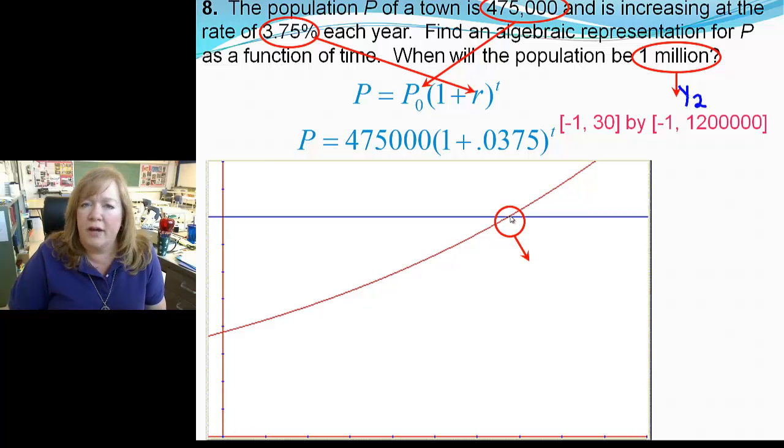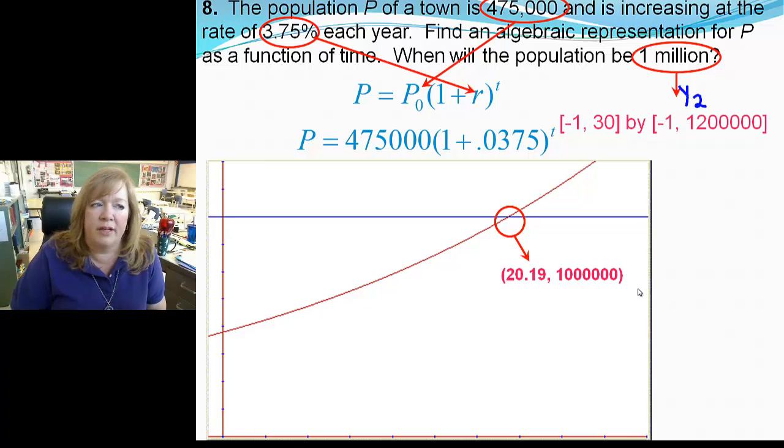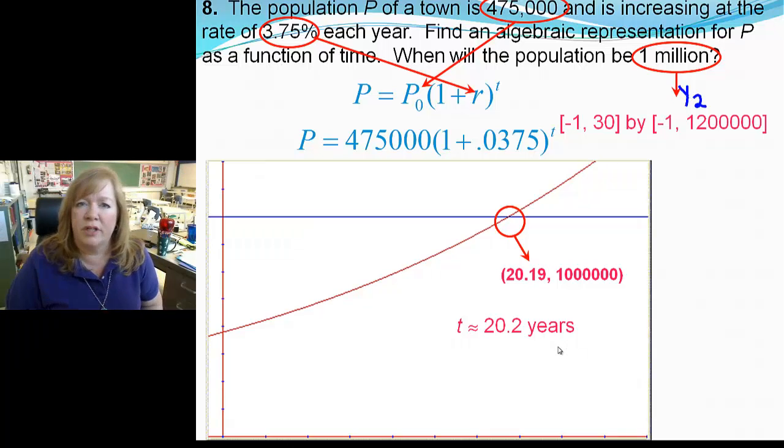That is how you're going to be solving exponential equations right now at this time. So this point is 20.19, 1 million. So the question was, when will the population be 1 million? You have to remember what is your x and what is your y. Since x is the time, your t is going to be approximately 20.2 years, and that's how you'd answer it. So not too shabby for these.